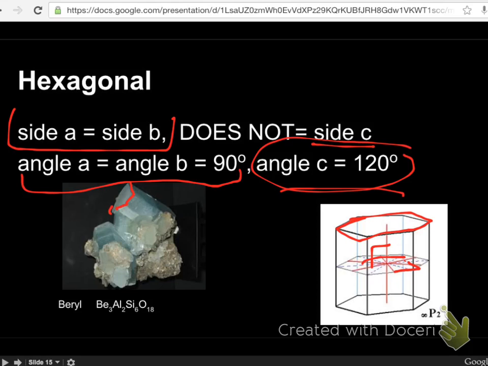And beryl, B-E-R-Y-L, is one of the best-known hexagonal minerals. It's pretty. It's actually the birthstone for a couple of different months in the year, and I forget which ones. And there are different forms of beryl. It has different common names, but the chemical formula, it's beryllium, aluminum, silicon, and oxygen, so it's a silicate mineral. When we look at the field guide, we'll look at it a little bit more. So those are the hexagonal minerals.